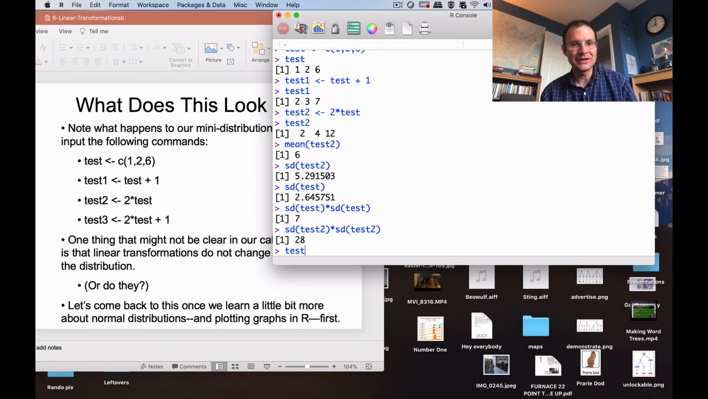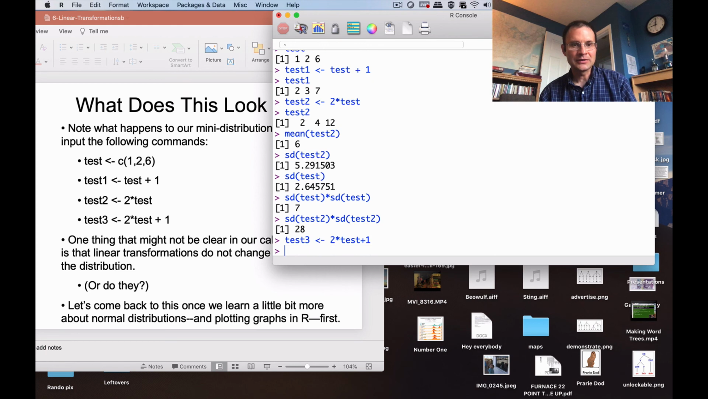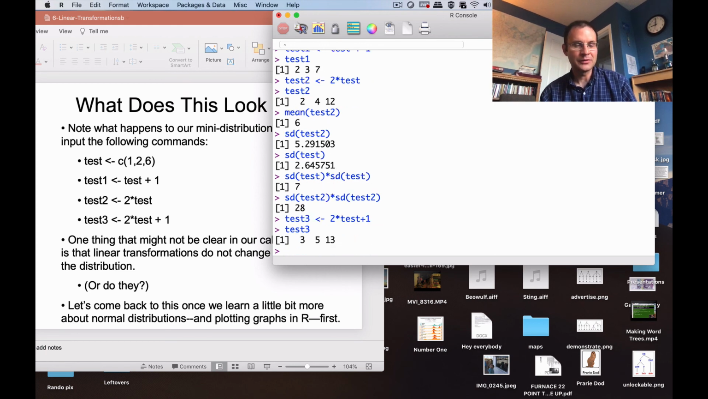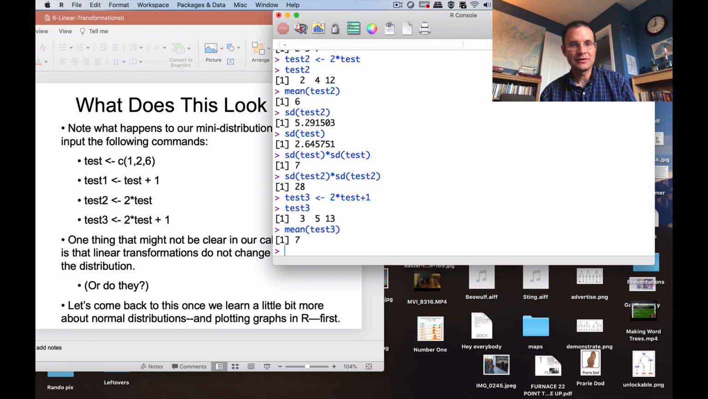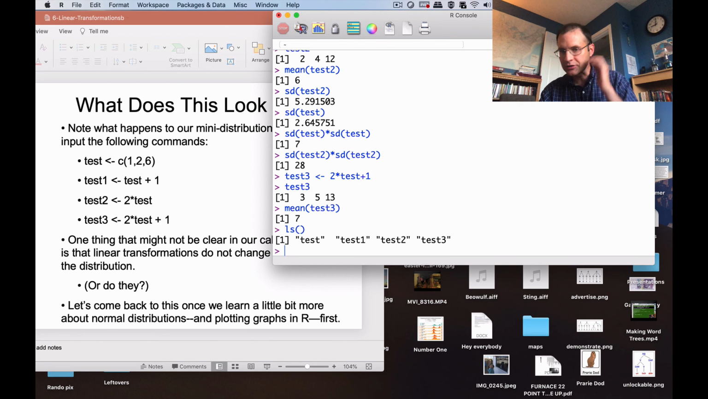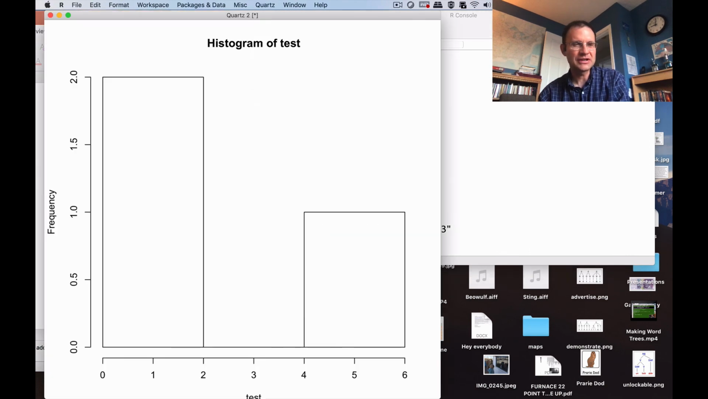And it's easy to do this using these vector equations in R as well. So test3 will give me those numbers, and then the mean is 7, like we saw before, right? So ls tells me what is in the system here, what information is encoded in this particular R console. What I want to do briefly is show you that the fun part of this is that the shape of the distribution doesn't change. Although this is a very boring distribution shape.